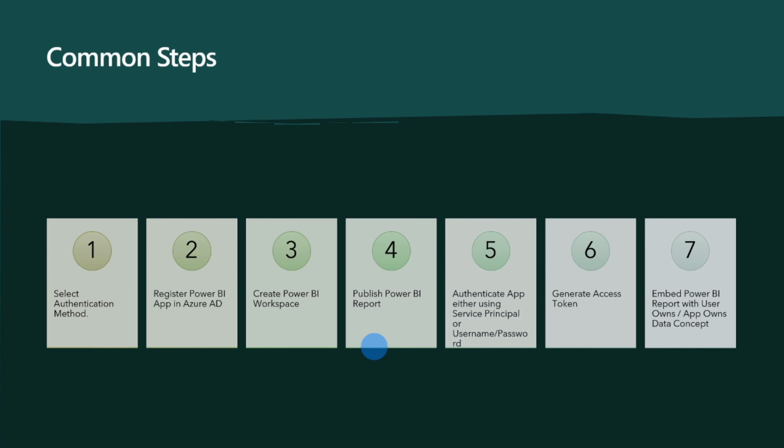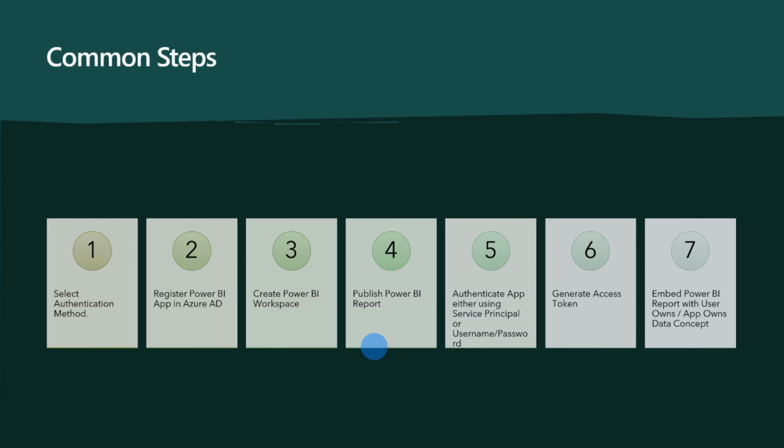The second important step is that we need to register our Power BI application in Azure AD and assign some permissions for accessing the Power BI content. The third important step is that you should have the Power BI workspace available. The fourth important step is that you need to publish your Power BI report into the Power BI workspace.